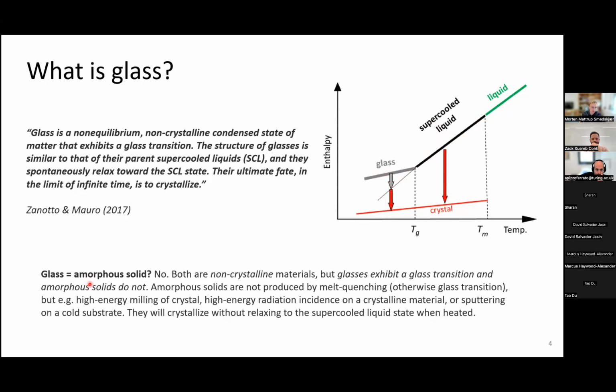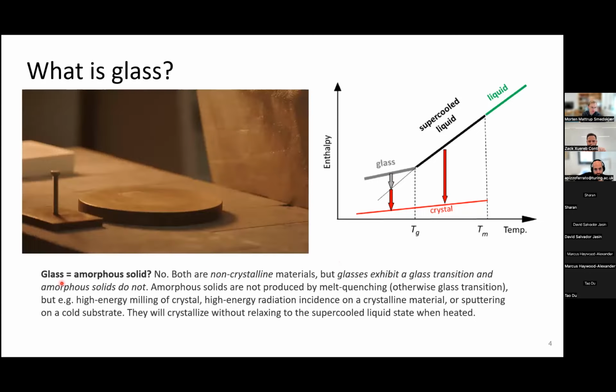So you may also have heard about amorphous solids. They are not the same. Amorphous materials also have this non-crystalline structure, but glasses have this glass transition because of the way that they are formed. So there are some scientific differences there in terms of those terms.